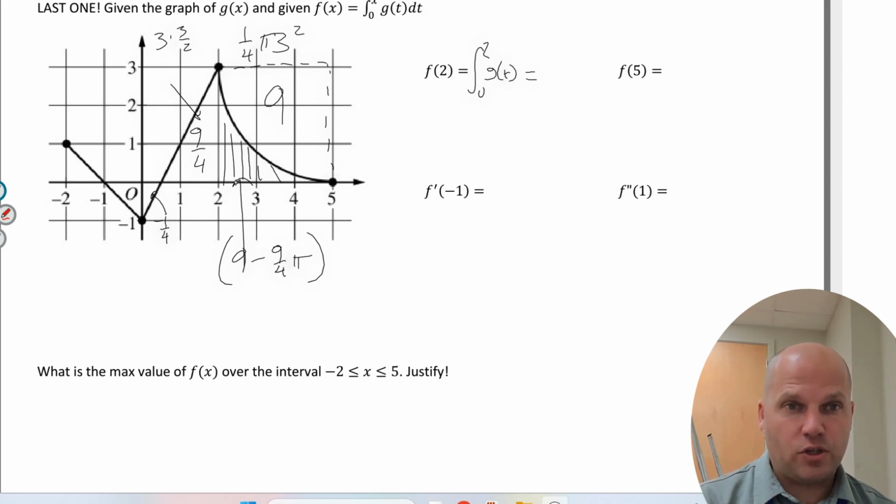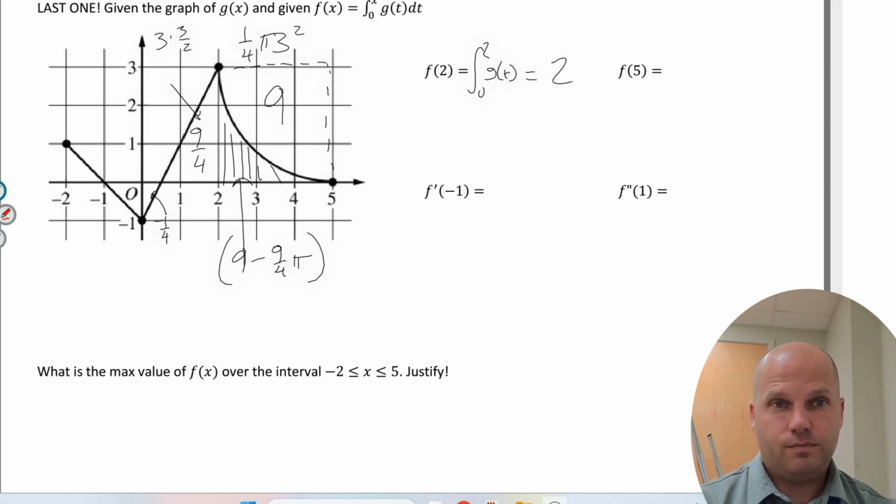If I accumulate from 0 to 2, I have a positive 9/4 and a negative 1/4, so I'm going to get 2.